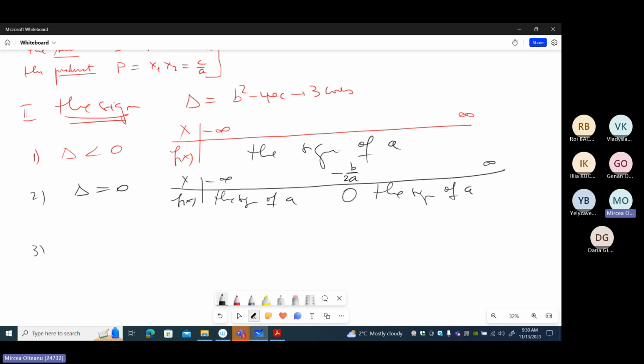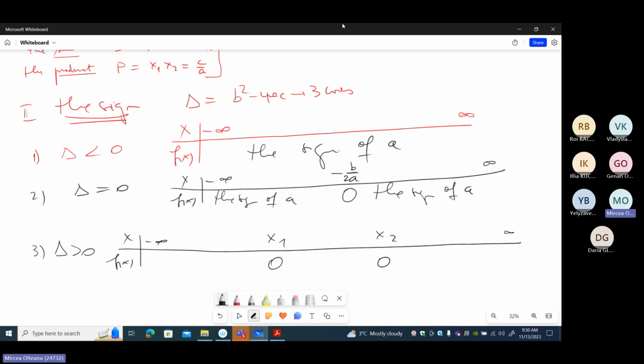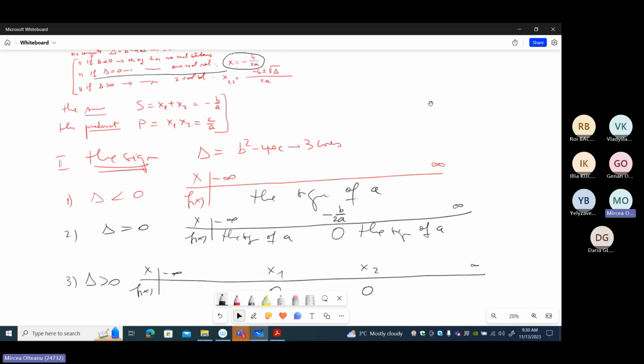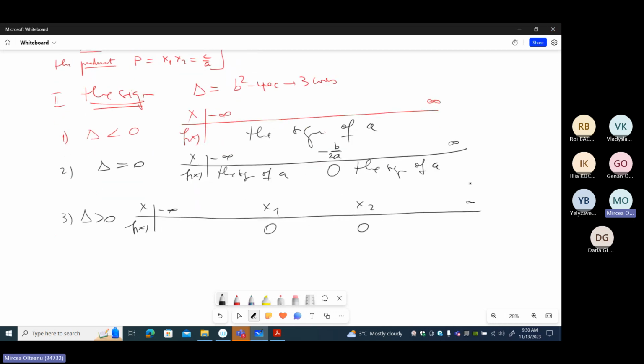And the last one, if delta is positive, then the sign table is given by, now we shall use x1 and x2, where f of x is 0, according to the third case of the equation. At these points, f of x takes the value 0, and the sign here is the sign of a, here the sign of a, and here the sign of negative a.